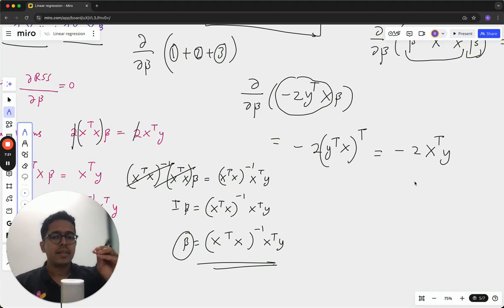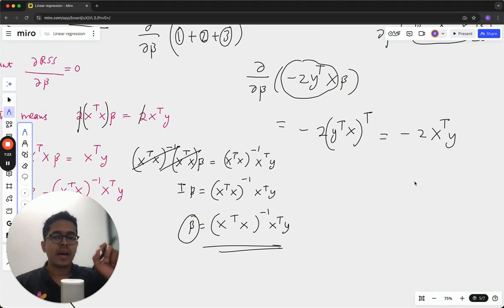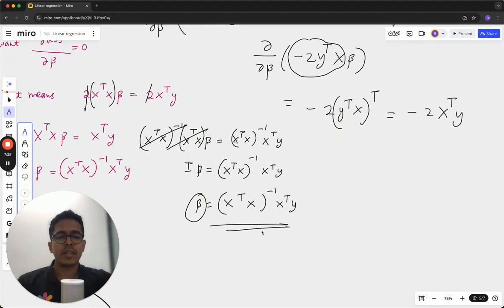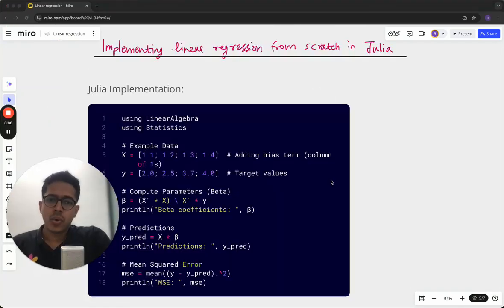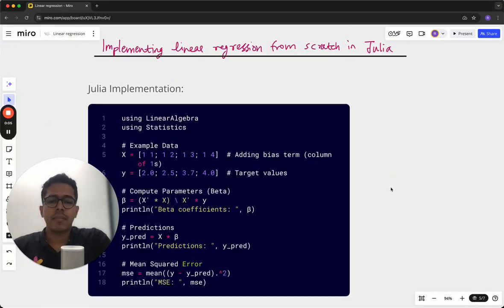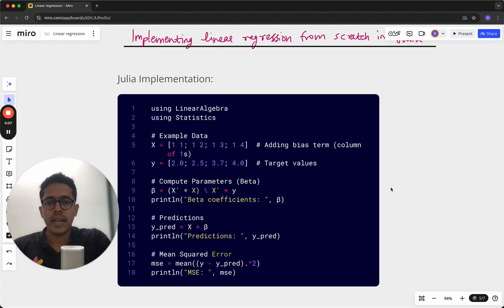But basically, you will now understand why we are using a certain equation in the code when we are implementing linear regression from scratch. When we are implementing linear regression using existing packages, this is not needed. But when we are implementing from scratch, you will understand it much better. So now let's implement the code in Julia. I have already written the snippets of code in Julia, and I will first walk you through the code manually, and then we can start the coding.